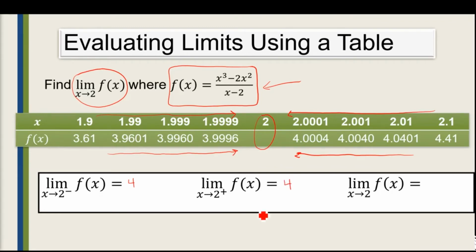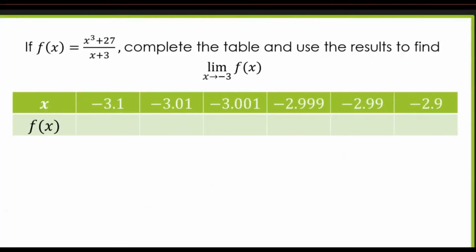And since both of the one-sided limits exist and they agree with each other, that means that this two-sided limit, or the limit as x approaches 2 of our function, will also equal 4. Now in the previous example, we were given a completed table. In this example, we have x values and we need to fill in the corresponding function values so that we can determine if our function appears to be approaching a specific value as x approaches -3.